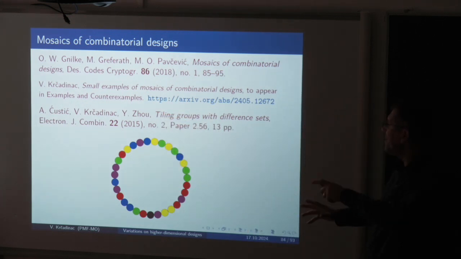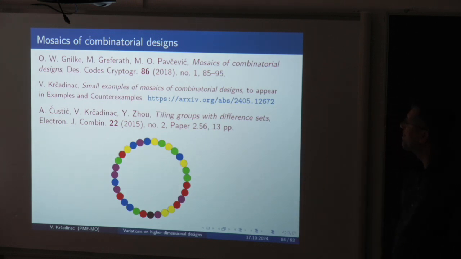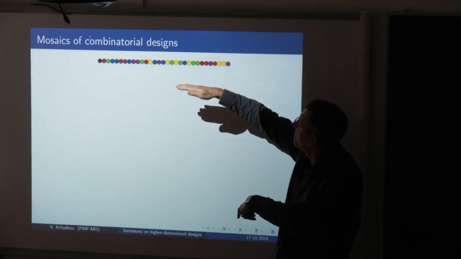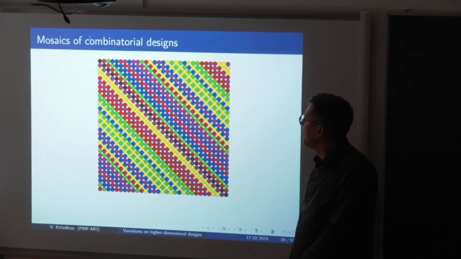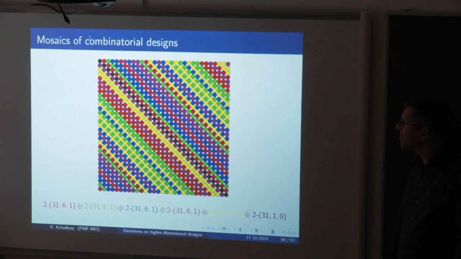And there is a very nice interpretation. You can think about these tilings of groups with difference sets, at least in the cyclic case, as necklaces with very regular properties. I'm not going to talk about that now. And how do you make a mosaic from it? Well, you just cut it, straighten it out, and for the cyclic group, you just do shifts. And this is going to be a mosaic of projective planes of order 5.